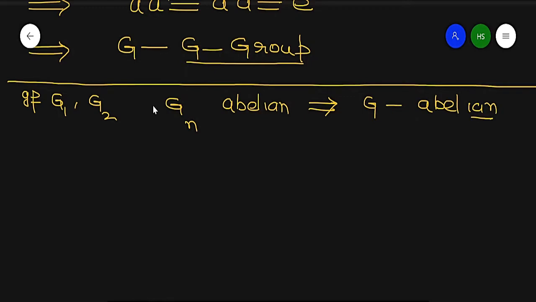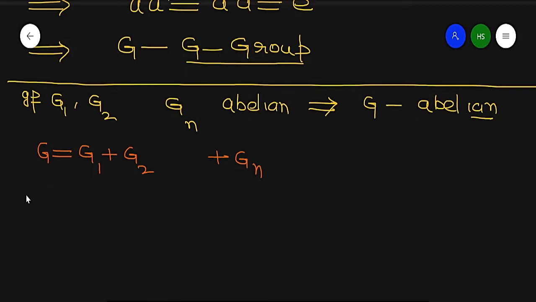Now if the binary composition is addition, then this is an external direct sum. In that case G can be written as G1 plus G2 plus and so on plus Gn. So this can be written as here.